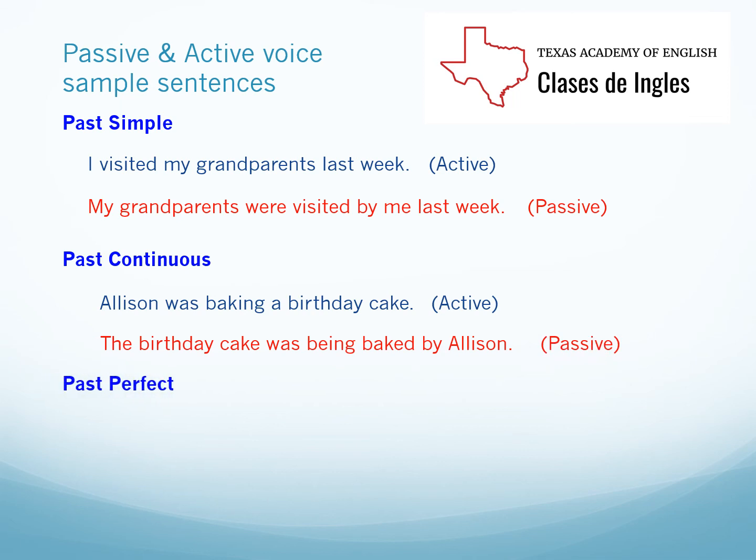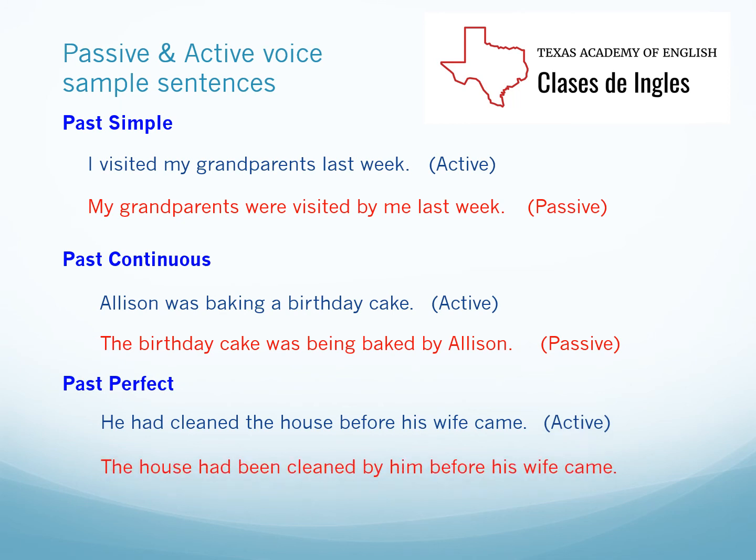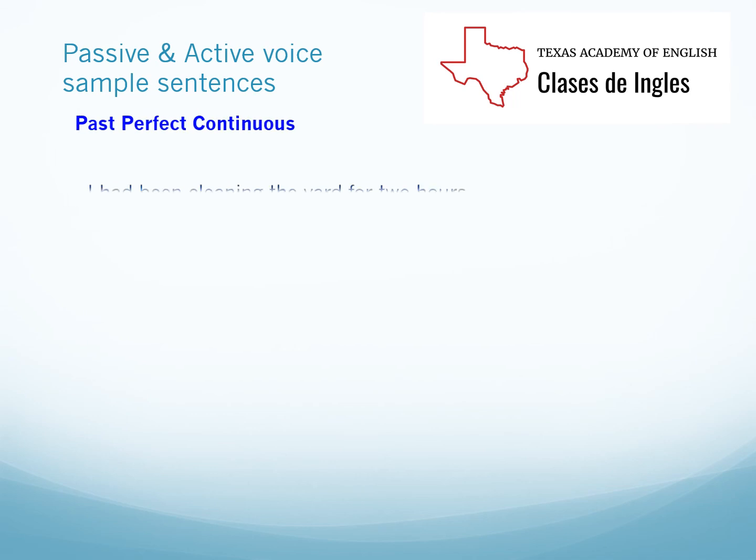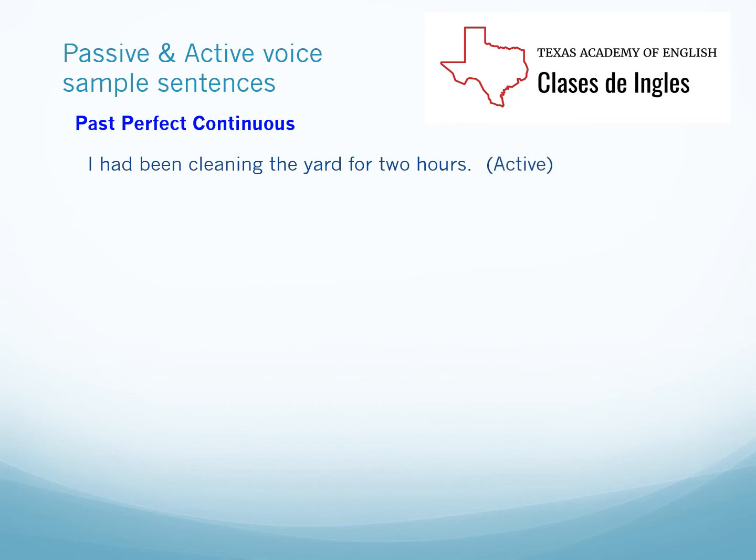And the past perfect tense, we can say, he had cleaned the house before his wife came. That's the active voice. And the passive, the house had been cleaned by him before his wife came. In the past perfect continuous, we can say, in the active voice, I had been cleaning the yard for 2 hours. The passive, the yard had been being cleaned for 2 hours.